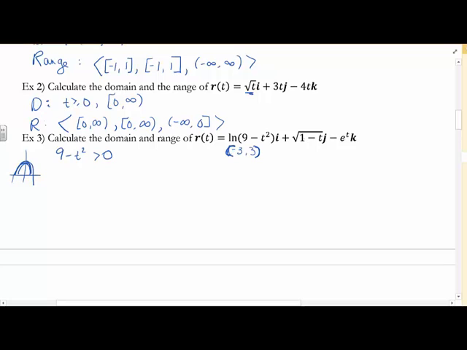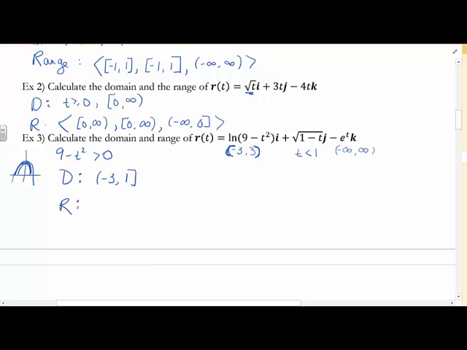This guy right here, 1 minus t, t needs to be less than 1 for that. And e to the t can be anything it wants. So I need t to be less than 1 and between negative 3 and 3. So I'm thinking my domain is going to be from negative 3 to positive 1, and positive 1 would be included. So there's my domain.